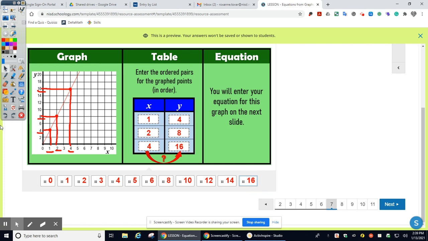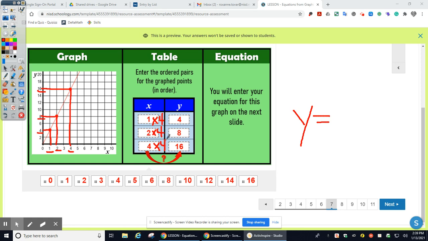Okay, now I know I'm going to have a multiplicative rule because this graph is hitting the origin. So when I have to write my equation, I'm going to start with y equals, and I need to figure out what I am multiplying by. How do I get from 1 to 4? We multiply by 4. Let's check it all the way down. 2 times 4 is 8, and 4 times 4 is 16.